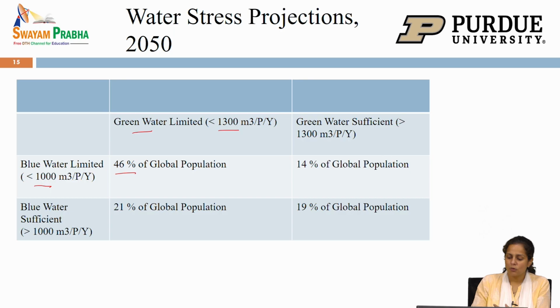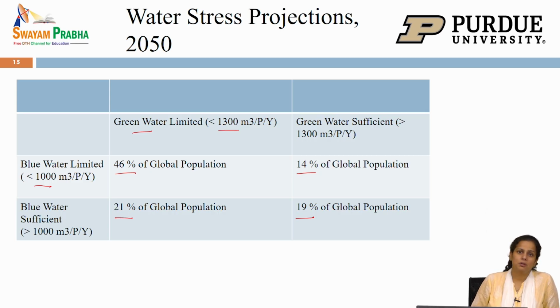Then there is about 14% of global population which lives in area where we have enough for the biomass production through the rain fed agriculture kind of thing, but the blue water is very limited, and so they might rely on the imports of blue water. Then there are parts which are green water limited, but they are blue water sufficient, which means that there is not enough interception or not enough precipitation, but they have freshwater lakes that is connected, and you have about 21% of global population, and only 19% of global population by 2050 will be living in areas which are both green water sufficient and blue water sufficient.